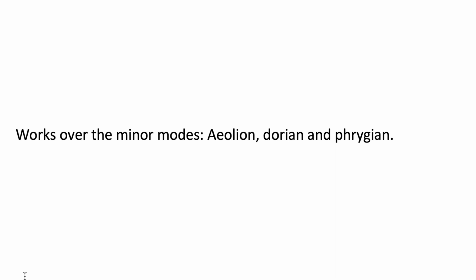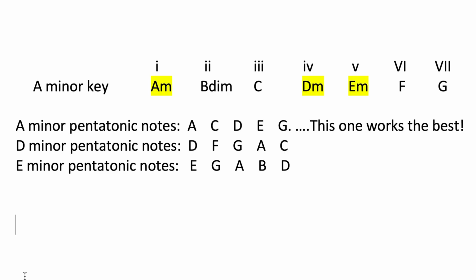You don't have to worry too much about modes. That's one of the reasons we love the pentatonic scale. The harmonised A minor key has these chords: A minor, B diminished, C, D minor, E minor, F and G. It just so happens that the three minor chords have pentatonic scales associated with them, and we can use all three of them. Look here, the A minor pentatonic scale has these notes, A, C, D, E, G, and this one is the best sounding one.